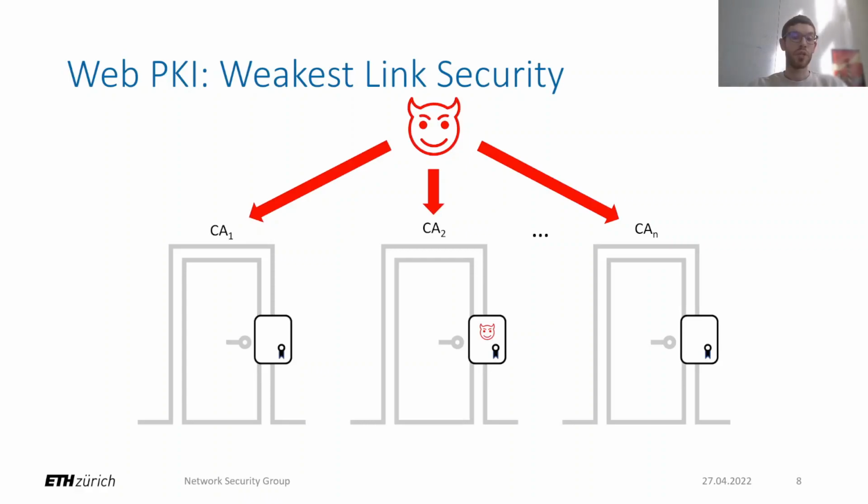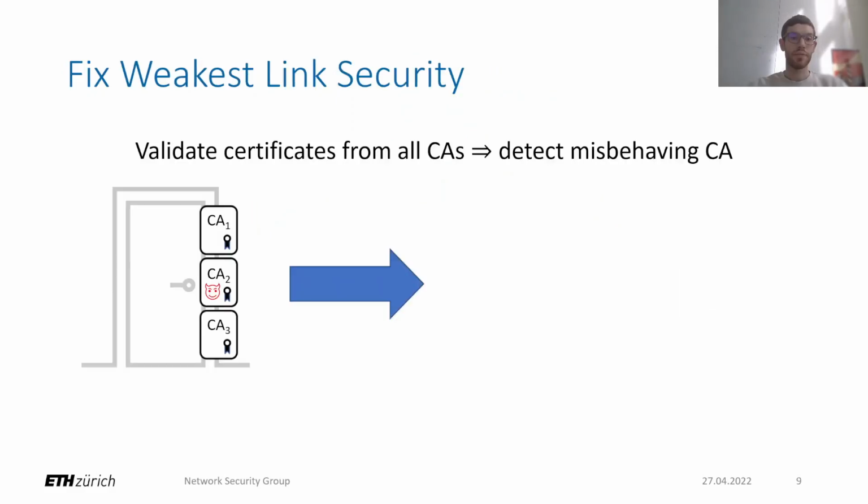In the rest of the presentation, we show how F-PKI addresses the three problems in the Web PKI mentioned before, starting with the weakest link security. In the Web PKI, if any of the CAs is compromised by an attacker or misconfigured, such that the attacker can generate certificates for a victim domain, then the attacker can request a certificate and, for example, launch a man-in-the-middle attack. In F-PKI, instead of accepting any certificate signed by any trusted CA, certificates from all CAs are validated. This allows F-PKI to detect a certificate issued by a misbehaving CA and reject it.